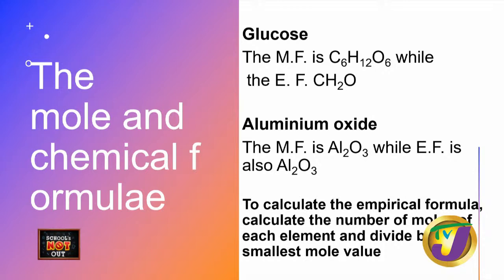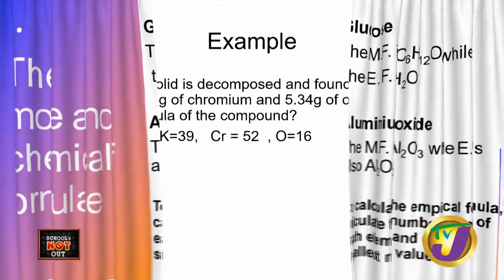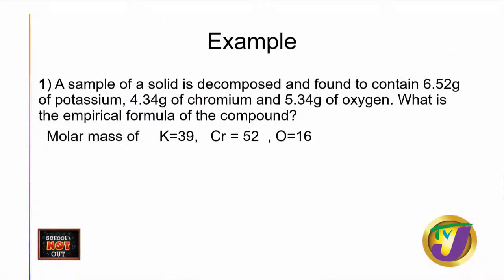Very simple. Now at the bottom it says to calculate the empirical formula, you must calculate the number of moles of each element, and then you will divide that by the smallest mole ratio. All right, so here's a question coming up where we can apply what we have.